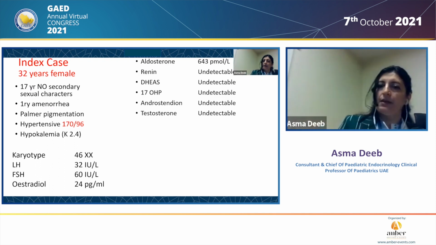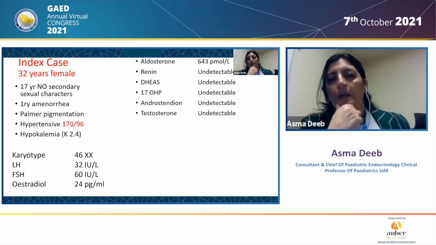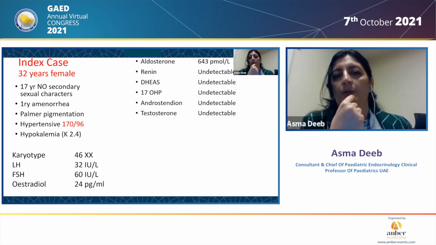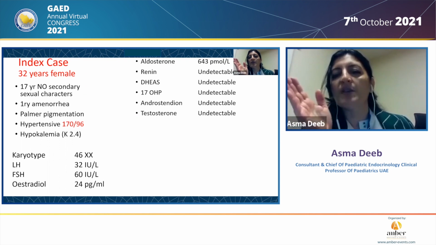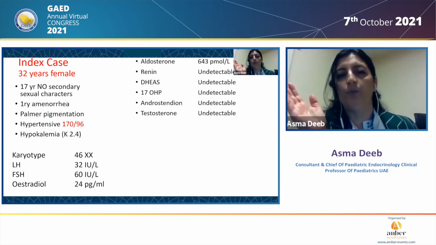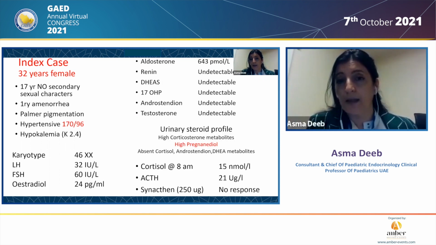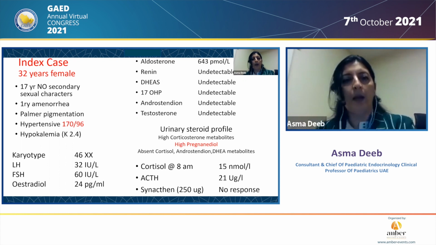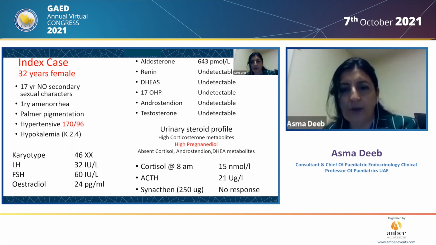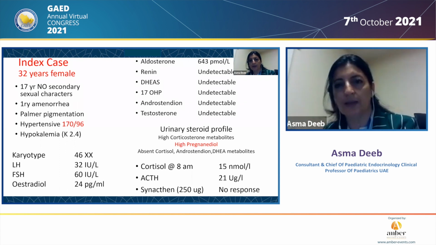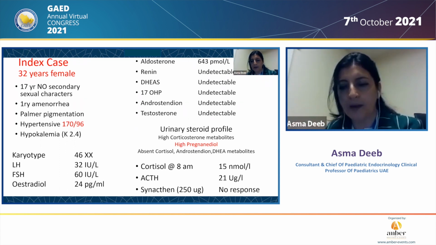Her adrenal profile was very interesting in the sense that she only had high aldosterone. She didn't have anything else. Almost everything else in terms of adrenal hormones was undetectable. Not only that, but she failed her Synacthen test. Her cortisol remained very low while her ACTH was high. So this is a typical picture of a patient who has adrenal deficiency. That's easy to diagnose. But what was not easy was to pinpoint where the defect is.